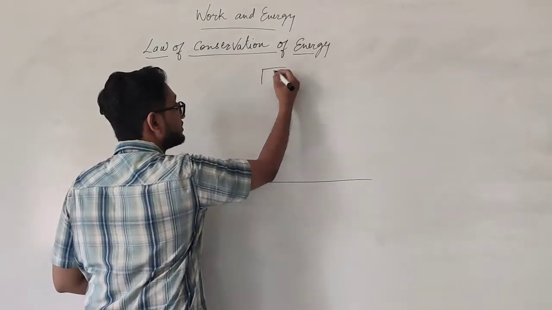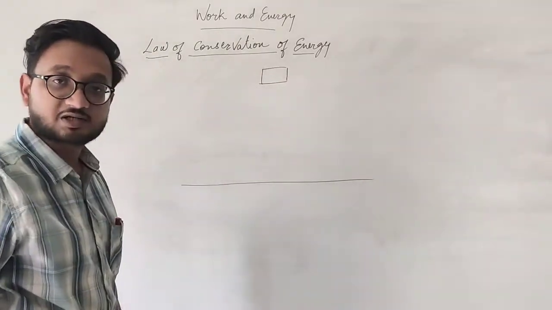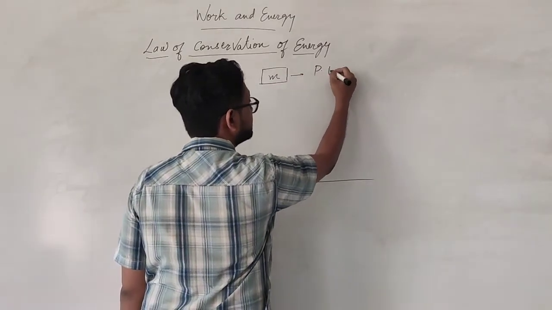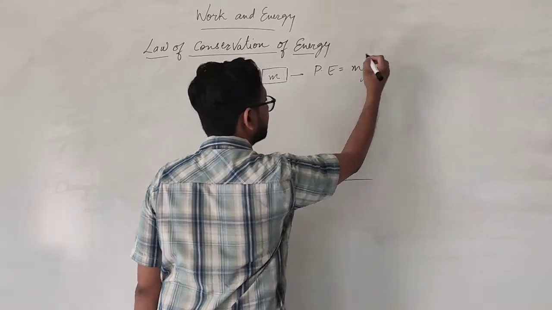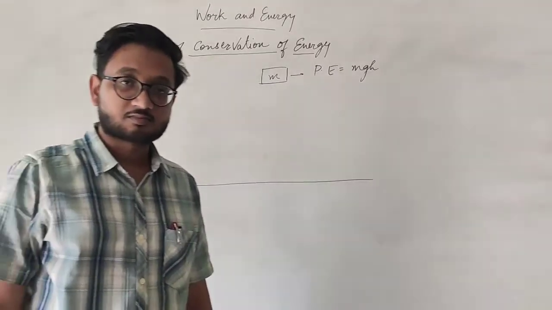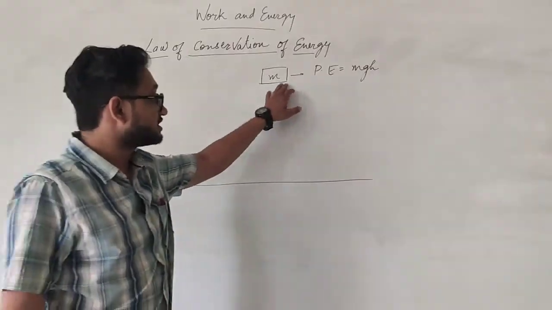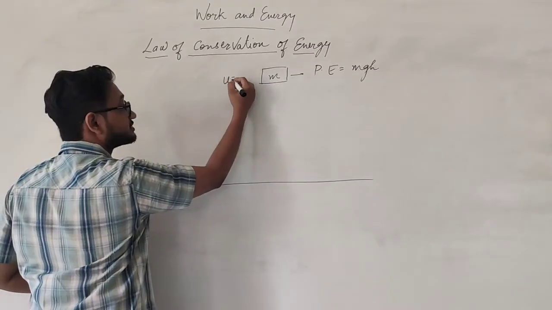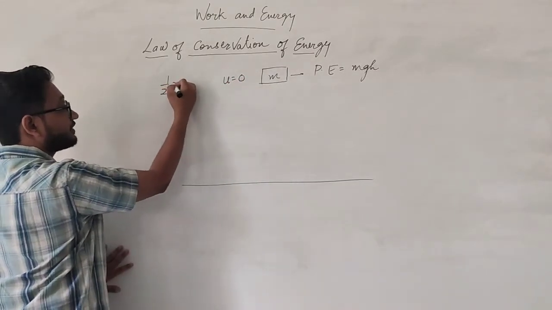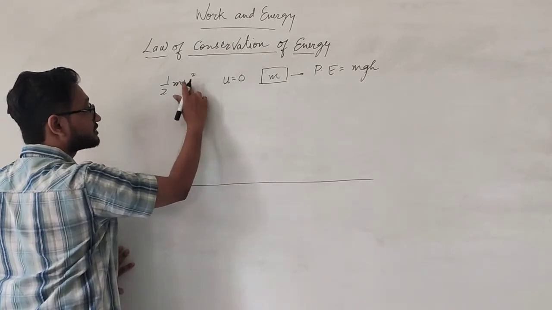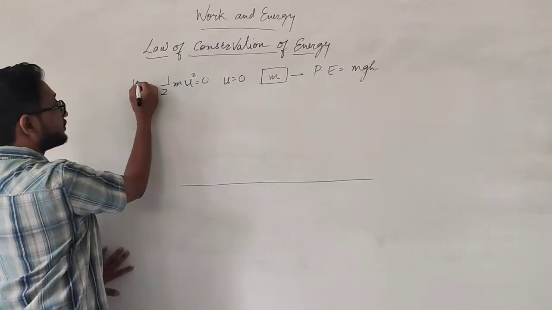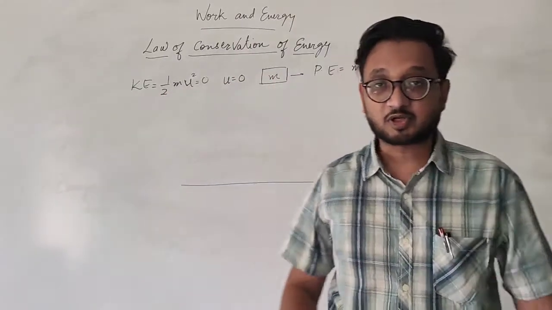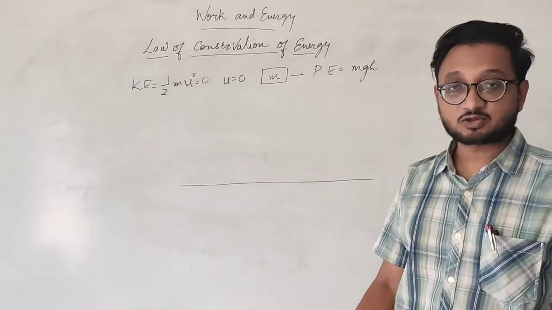For example, this object is kept at a certain height. It has mass m, and therefore its potential energy is mgh. Because it is at a certain height, its potential energy is mgh. At this particular point, its velocity is 0, so the kinetic energy, half mv square or half mu square, is also 0. I am writing kinetic energy equals half mu square equals 0, because there is no velocity and therefore it has no kinetic energy.